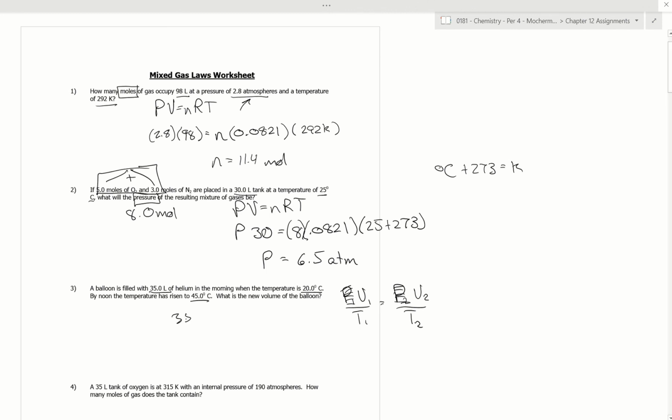And so I'm going to say 35 over 20 plus 273 equals my new volume divided by 45 plus 273. So 35 divided by 293.